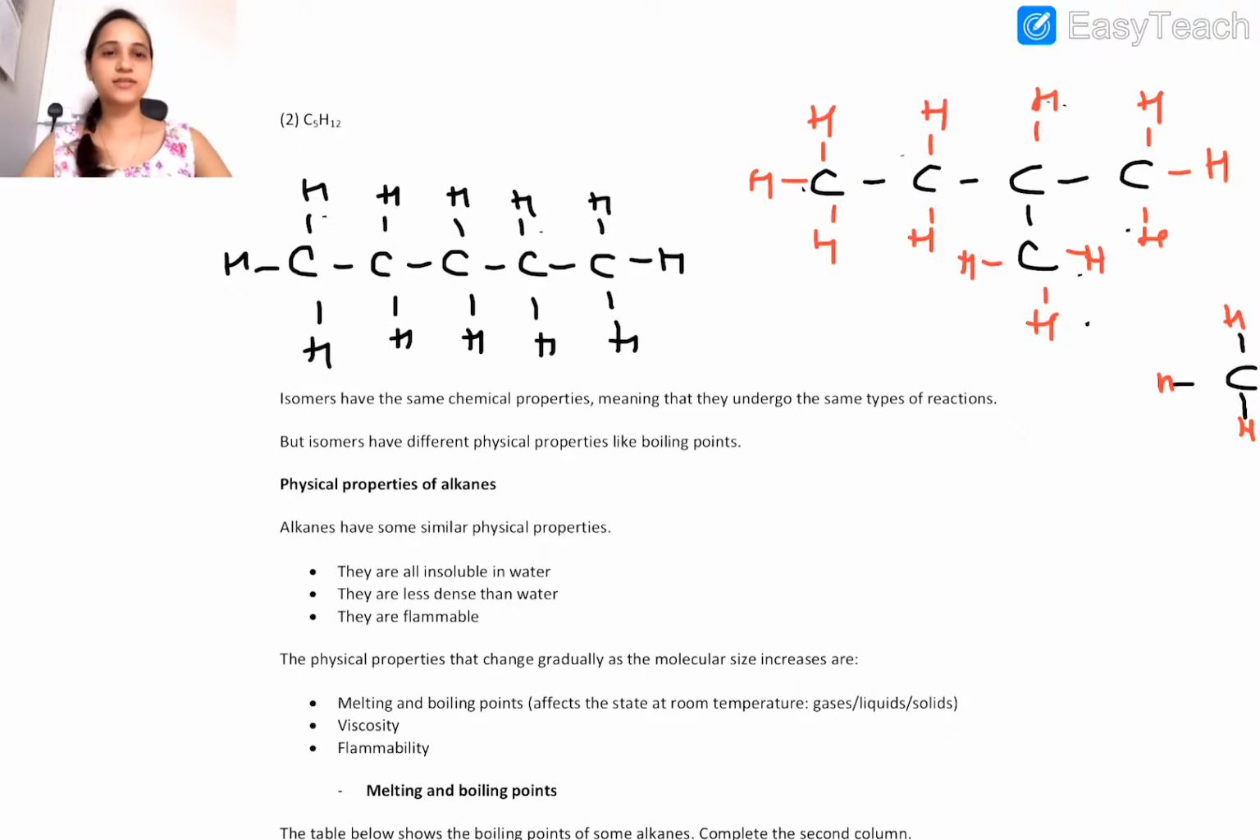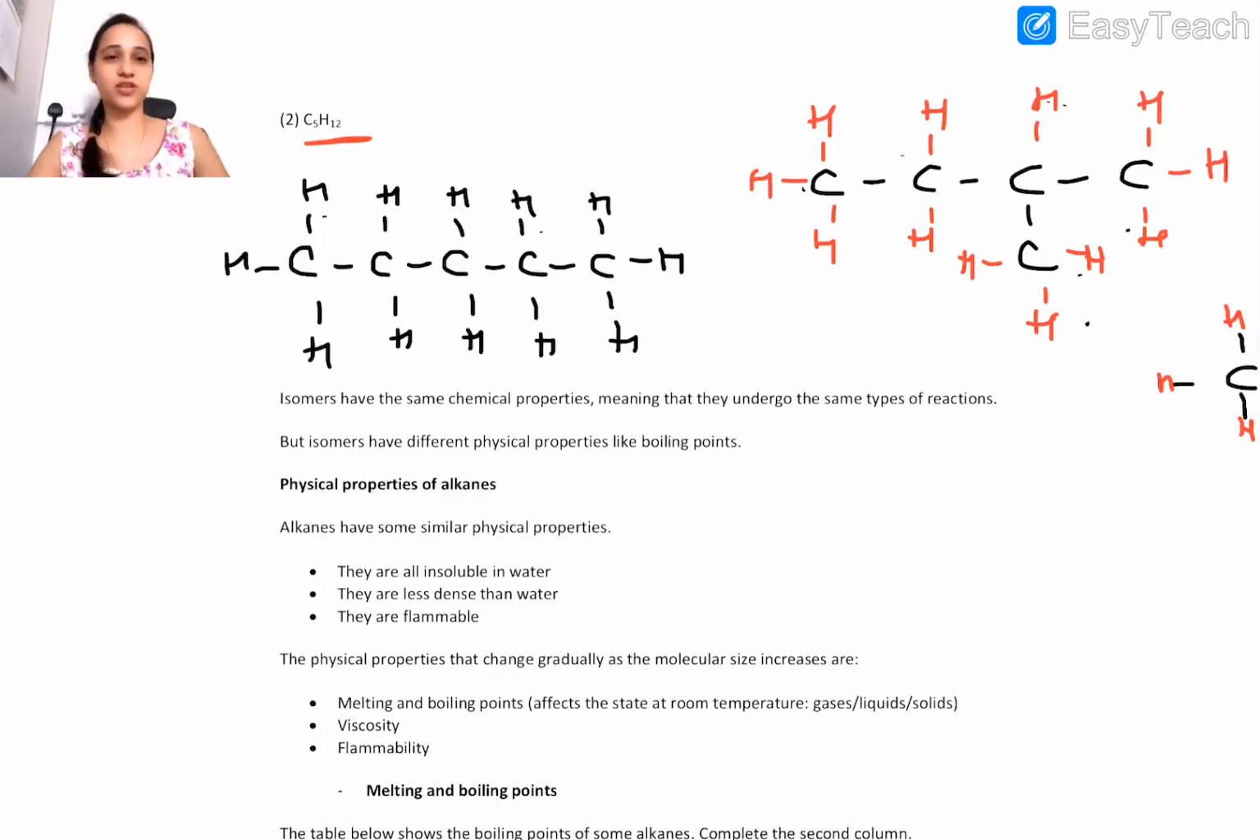Hi everyone, so in this part we're going to see the properties of alkanes, chemical and physical properties. Before we look at this, I'm just going to correct this question which was on the isomers. So C5H12, you should find all the possible ways of having the same molecule with different arrangement of the atoms but with the same molecular formula.